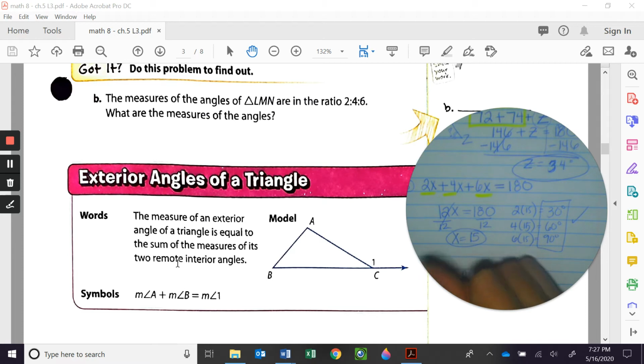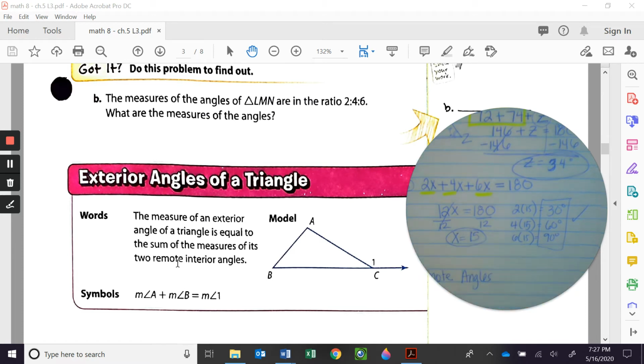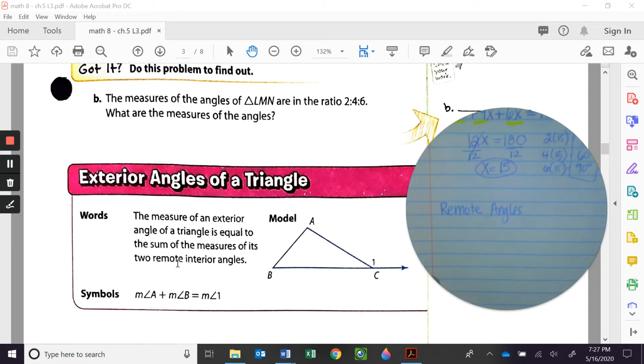Okay, so remote angles. The two opposite interior angles equal the exterior angle, okay?